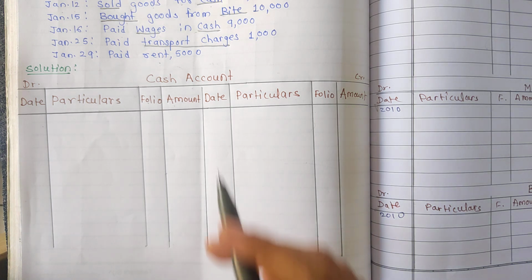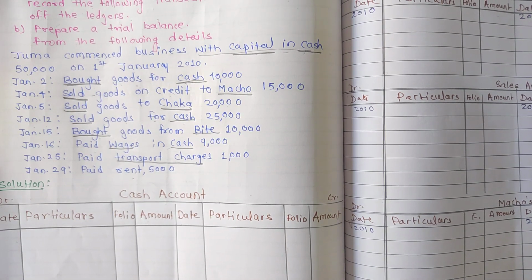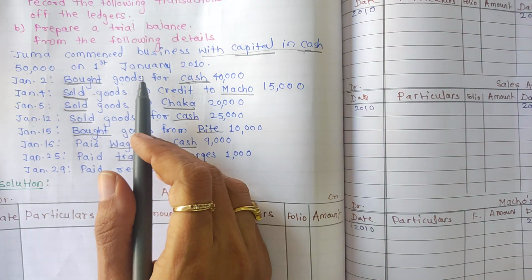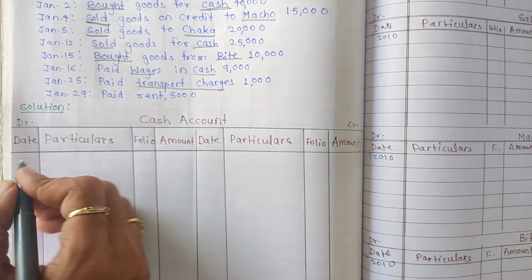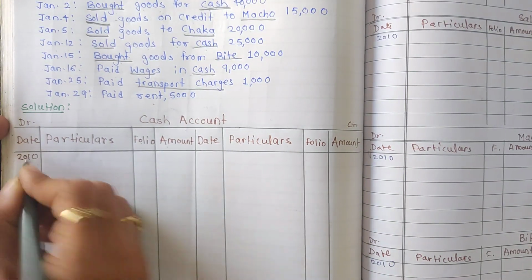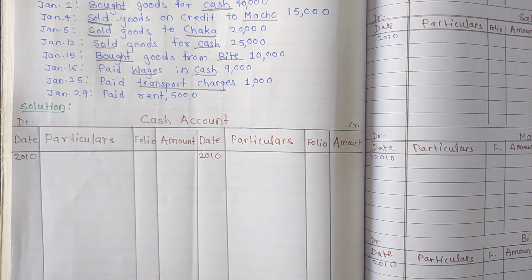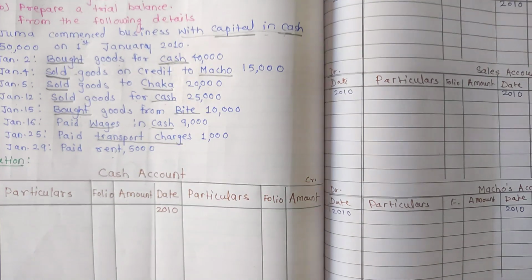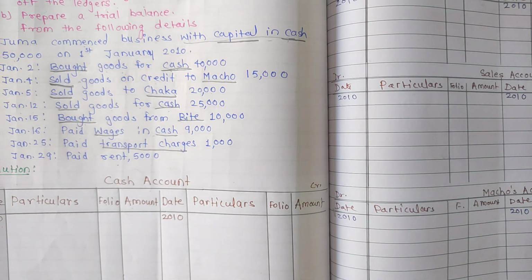Now we will post all the entries one by one to all the ledger accounts. First, in the date column we are writing the year. In the question it is given 1st January 2010. So in the date column, we write 2010 on both sides. In all ledger accounts you will write down the year. And now in chronological order, date wise, we will go one by one through all the entries.